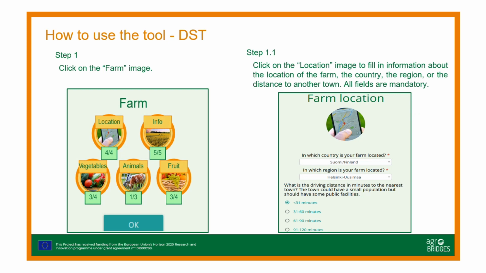Below is the how to use the tool section available in the guide. As mentioned above, this section will only be shown in this first tool, as the rest of the tools follow similar steps. In the guide, you will find step-by-step instructions on how to use each of the tools. In this case, step 1 is to select the farm image and complete the information required in each of the sections. As we can see, the first one is the location.